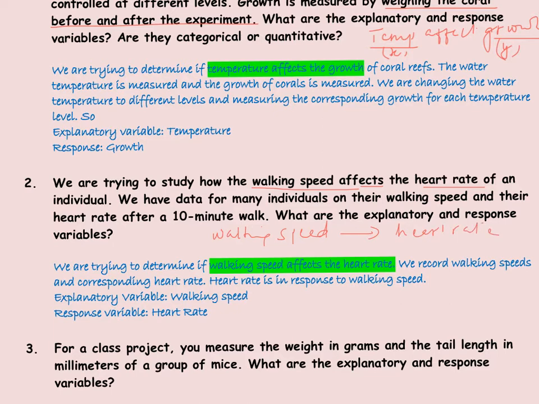So we're going to independently change walking speed, so that would be our independent variable. And in response to the walking speed, we want to see if the heart rate changes. So y would be the dependent variable. So the explanatory variable is walking speed, and the response variable is heart rate. So that would be the response.